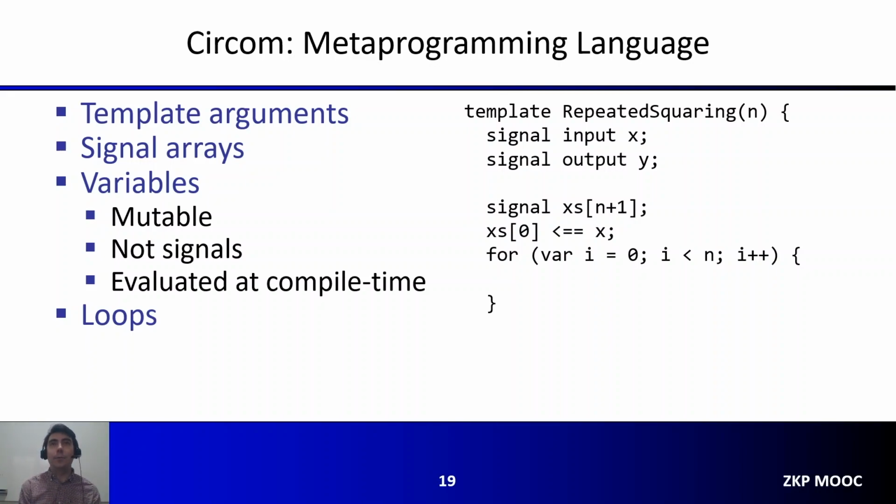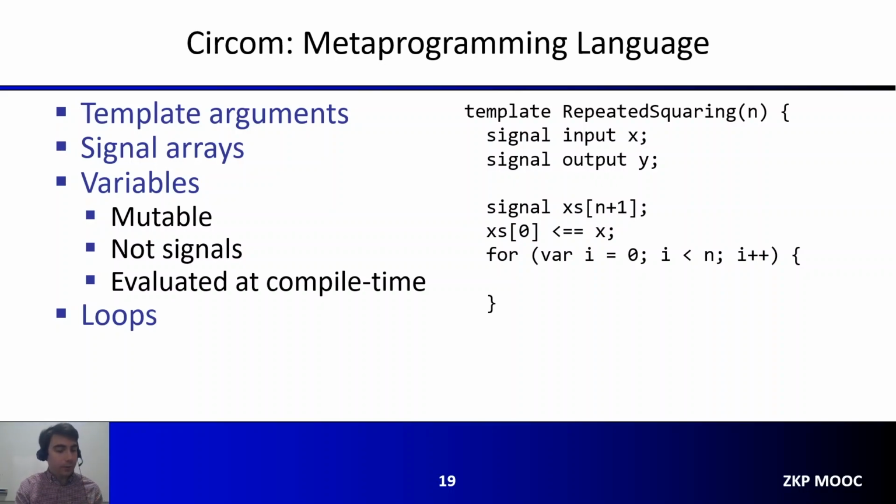That iteration variable is going to be incremented at compile time. So when Circom processes this template, when it gets to this loop, it's actually going to process the body n different times. And it's important, of course, that the bounds of the loop are things like template arguments or functions that depend on them, because those bounds are also evaluated at compile time.